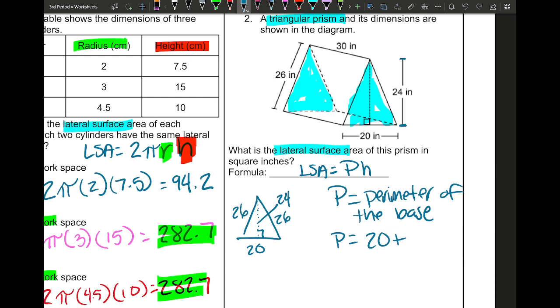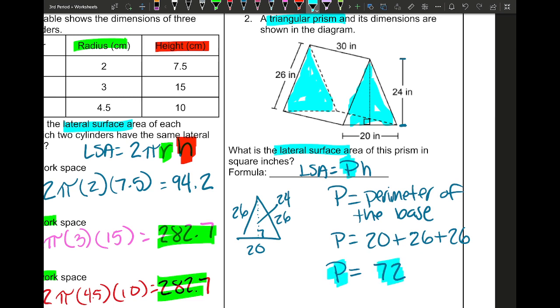20 plus what? What's the left side? What is it? 26. And the other side? Also 26. So when we add 26 plus 26 plus 20 plus 20, I get what? P equals 72. So I just found the perimeter of the base.